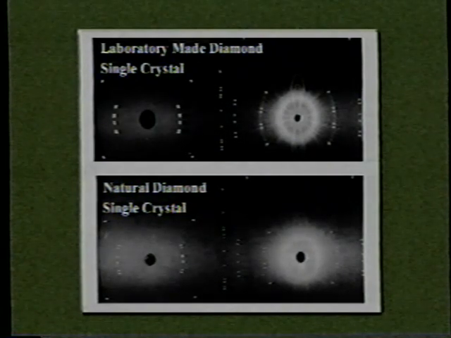Furthermore, the intensity of those X-rays tells us which atoms are located inside the box. And so we determine the size of the box and the shape of the box and what atoms are in it. That's the crystal structure.